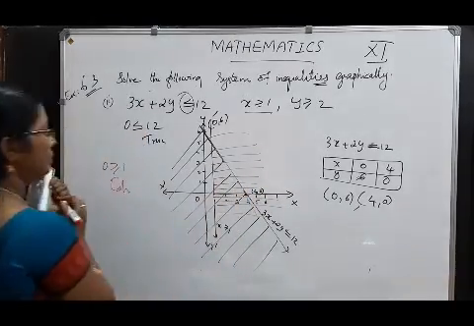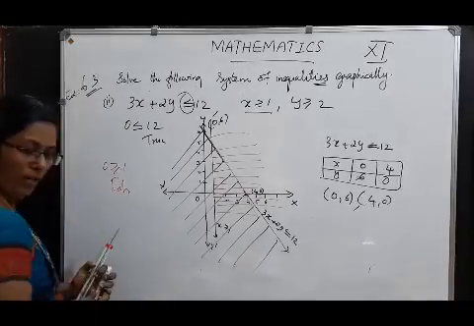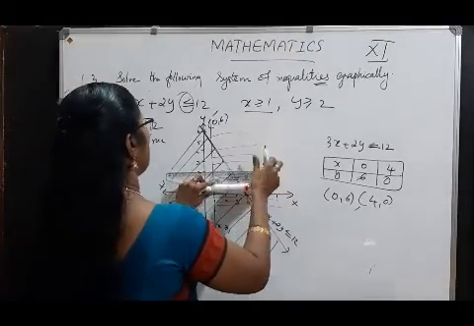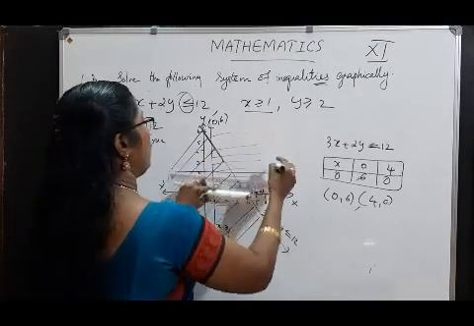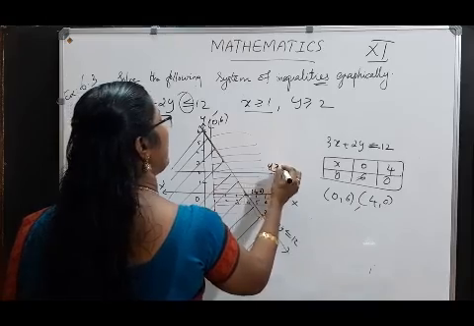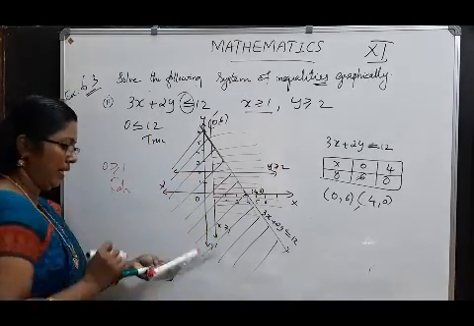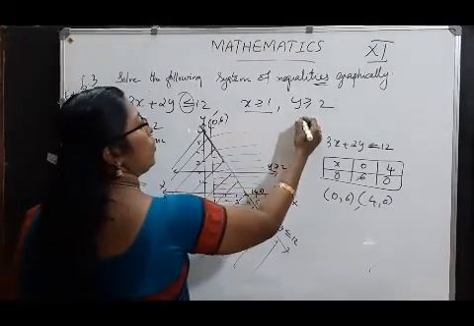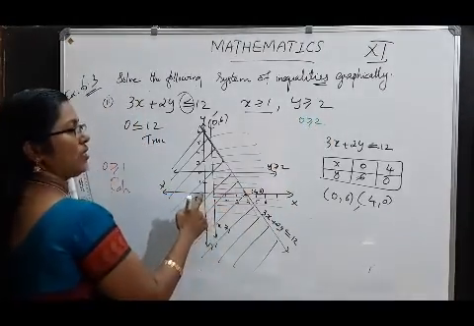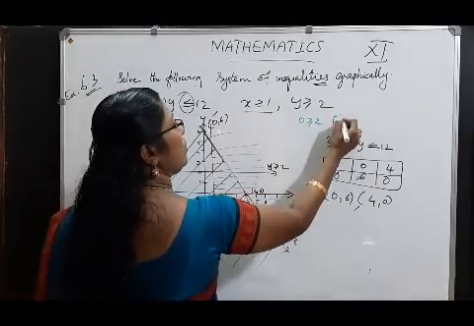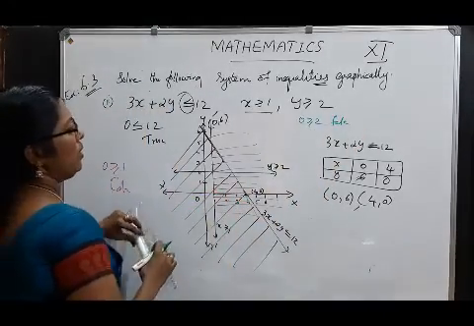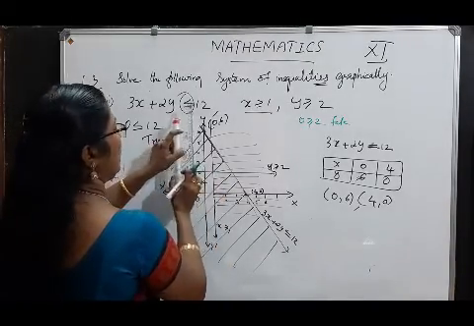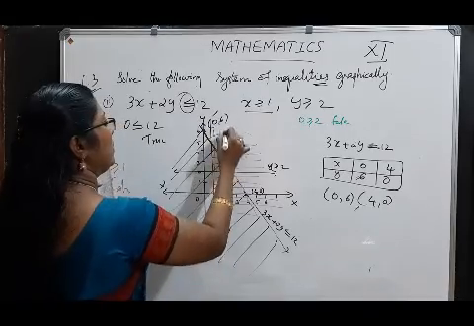Okay. Then y equal to 2. Y equal to 2 is parallel to the x axis. This one. Y greater than or equal to 2, this line. And the region: if we substitute 0, is 0 greater than or equal to 2? False. The statement is false. So, not including this 2, the upper region.